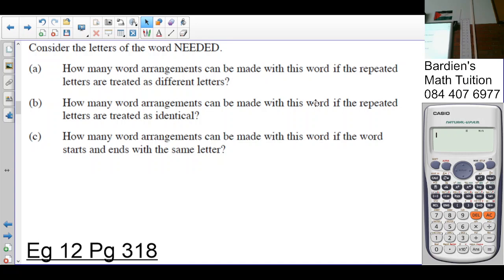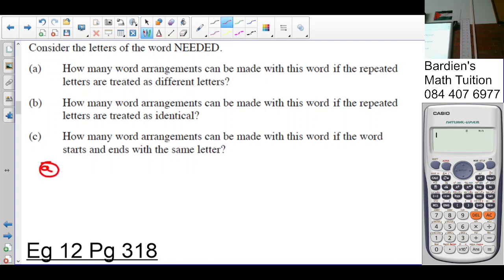But anyway, so consider the word needed. How many word arrangements can be made with this word if the repeated letters are treated as different letters? So, do you think that formula is going to be applicable here? No.